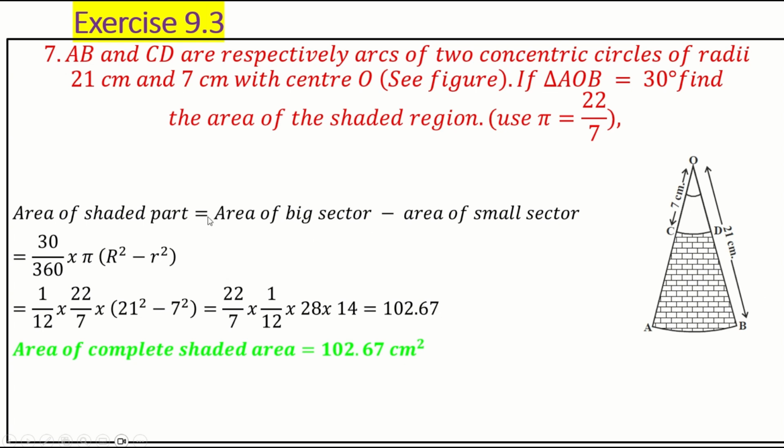Okay, the shaded part is basically area of bigger sector minus area of small sector, correct? Which is 30 degrees because it is given as 30 degrees angle AOB. So 30 by 360 into pi capital R square minus small r square. Okay, so if you simplify, you will get 102.67 centimeter square. Okay, next.